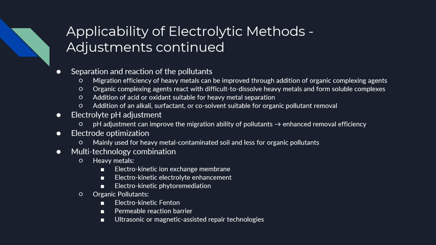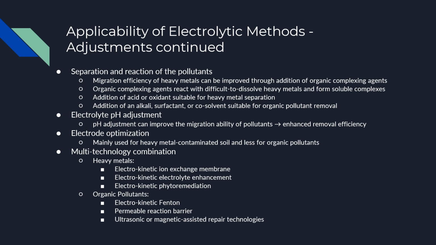Another factor of this electrokinetic remediation enhancement was the electrolyte pH adjustment. By adjusting the pH, the migration ability of the pollutants can be improved, and this will eventually enhance the overall removal efficiency of the process. When looking at electrode optimization, this is a method that is mainly used for heavy metal contaminated soils and less for organic pollutants. And finally, we have the multi-technology combination.